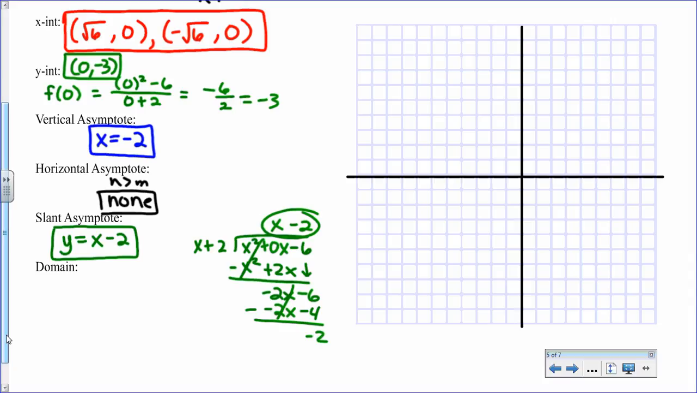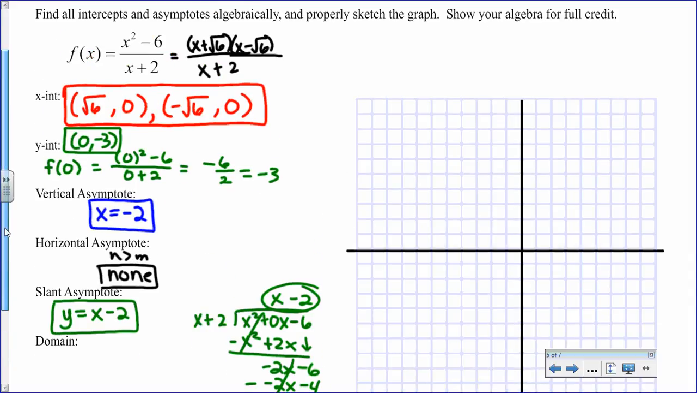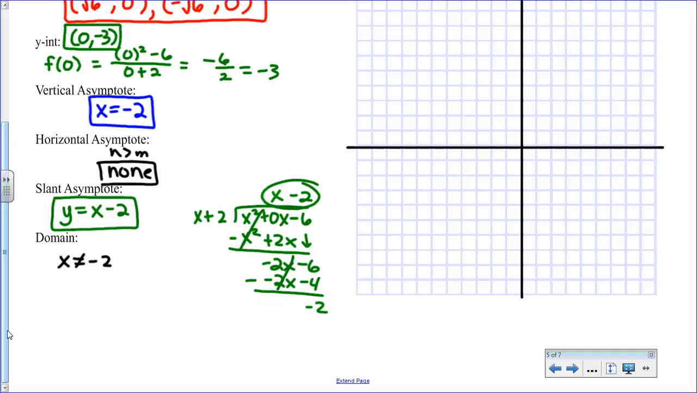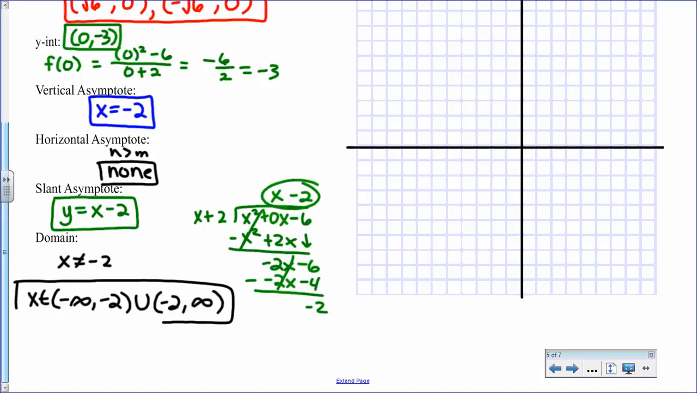Okay, for our domain, we can just go back to the equation. We've done domain over equations like this plenty, and then we'll see it on the graph as well. So I know from here, x can't equal negative 2. So as a domain, that's negative infinity to negative 2, union negative 2 to positive infinity. That gives me that hole, that skip at negative 2. Okay, so let's graph what we have, and then if we need additional points, we'll find some additional points.